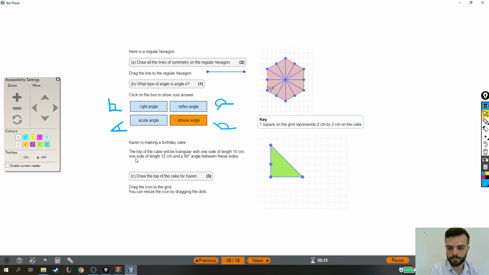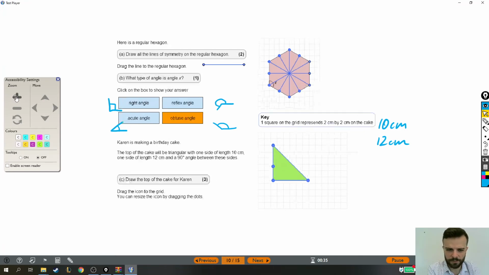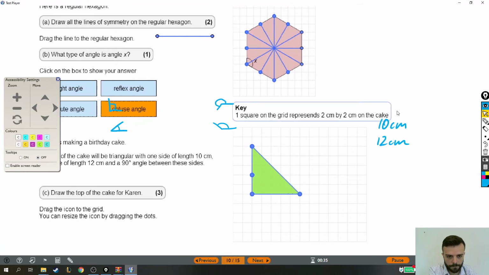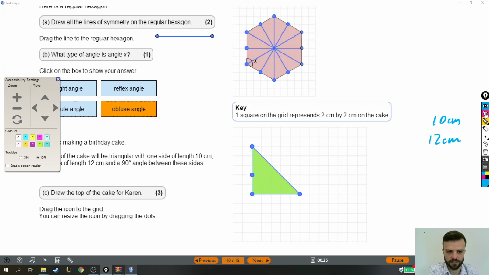So just reading it through again, the top of the cake will be triangular with one side of length 10 and one side of length 12 centimeters. So we need a 10 centimeter side and a 12 centimeter side. The key here says that one square on the grid represents 2 centimeters by 2 centimeters on the cake. So every little line on this grid, maybe for the triangle we can keep it zoomed in. Get rid of all these notes. So one square on this grid is 2 centimeters, and we need to make a triangle that's got a 10 centimeter side and a 12 centimeter side.